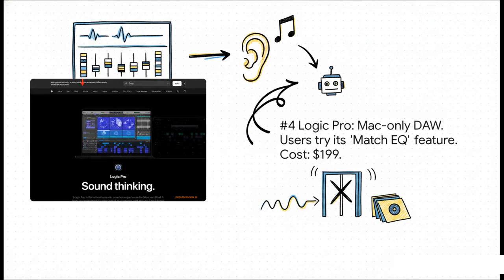All right, next up at number 4 for all the Mac users out there, Logic Pro. Now, a common trick people try here is using the Match EQ feature, trying to kind of fool the system by making the AI track's frequency curve look like a human-made track.